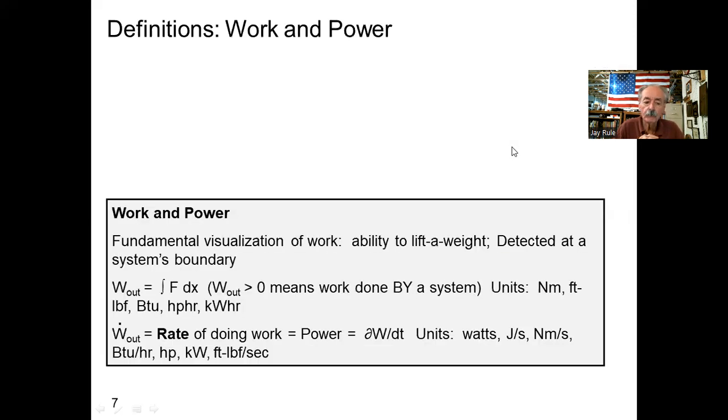You know the definition of work and power. The fundamental definition of work is moving a force through a distance, integrating F as a function of x, F dx. W out, W greater than 0 means work is done by a system. That's our convention in this class. W dot is the rate of doing work. We put a little dot over top of W to designate the rate of doing work in watts or joules per second, or newton meters per second, or horsepower, or BTUs per hour.